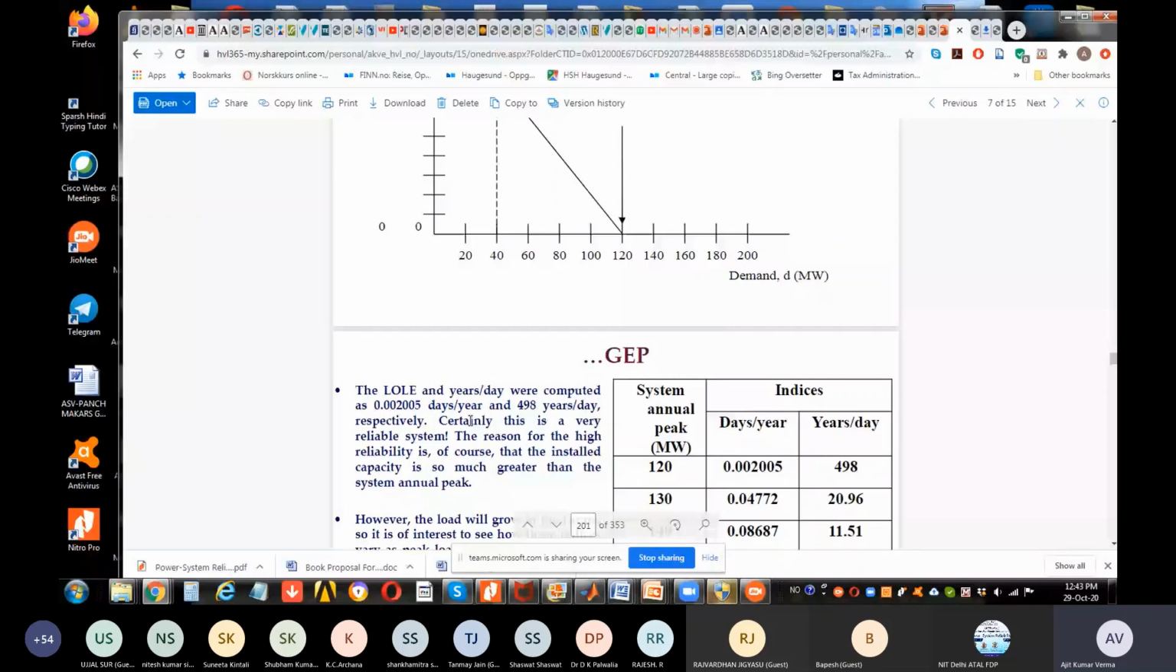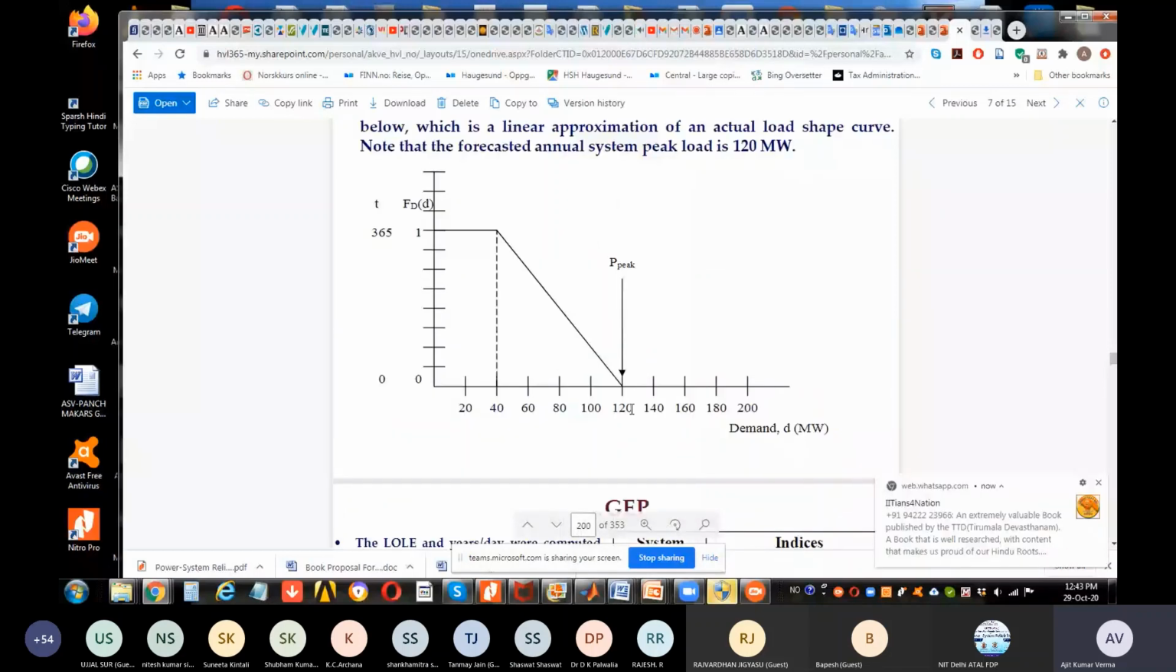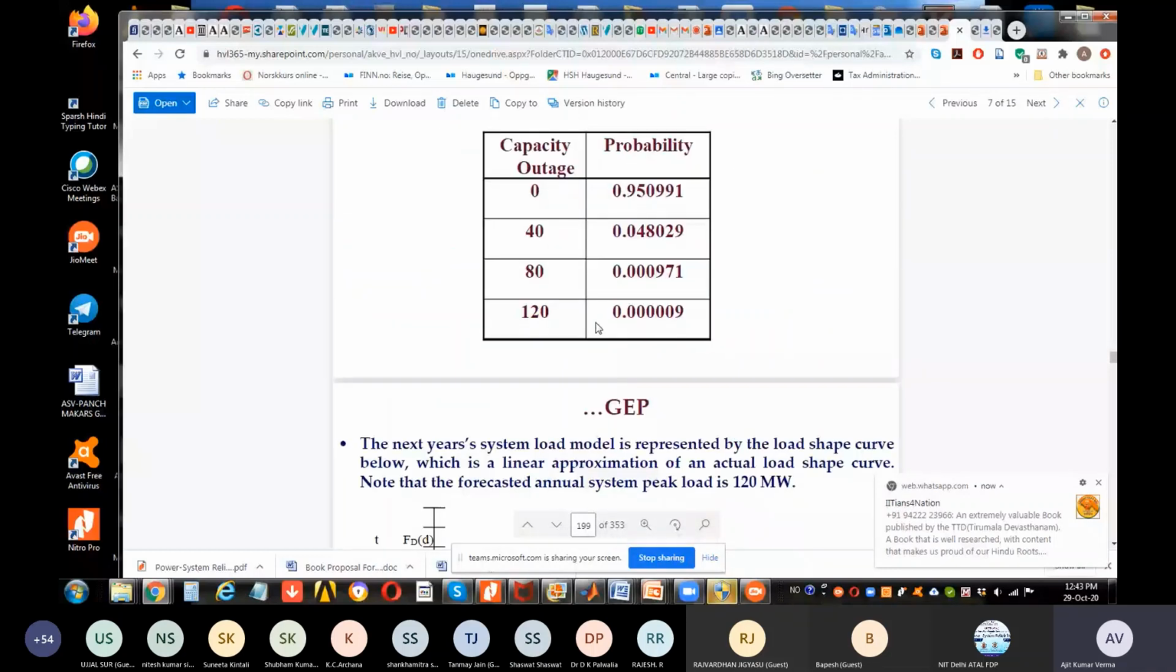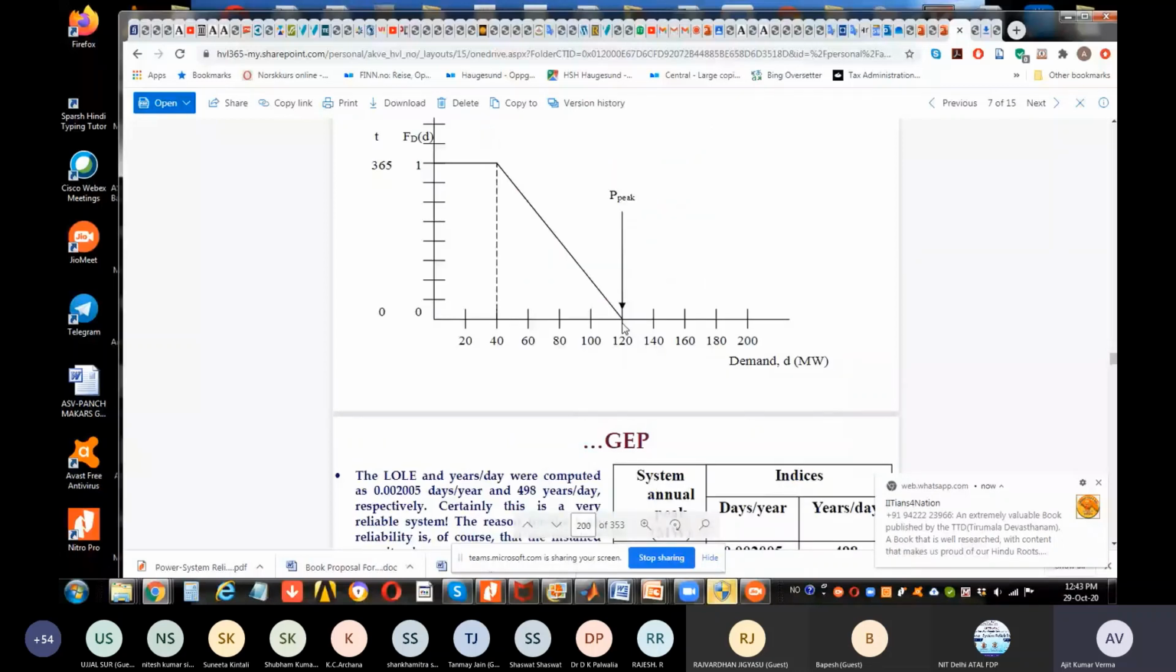We keep the generation profile the same. That means 540 megawatt unit, that means generating up to 200 megawatt. So this is the generation profile and this is a peak load profile. But instead of 120, now it becomes 130, 140, 160, 180, goes up to 200. So there is a growth in the load.